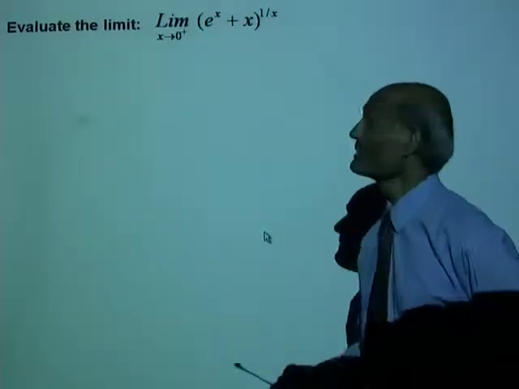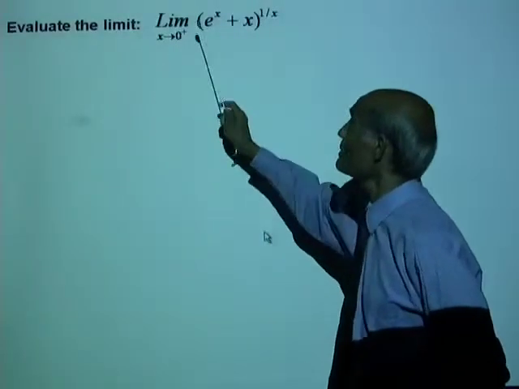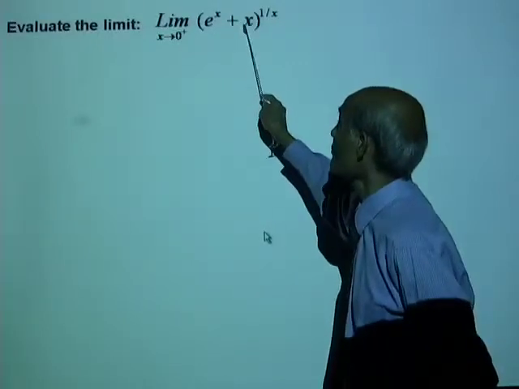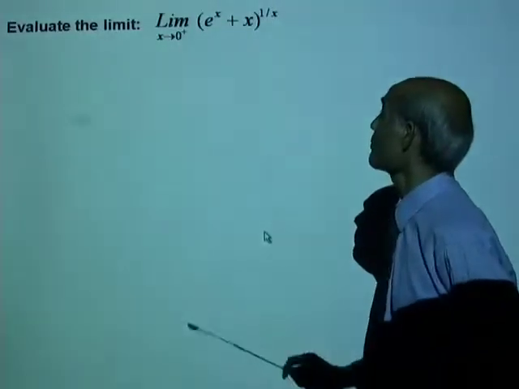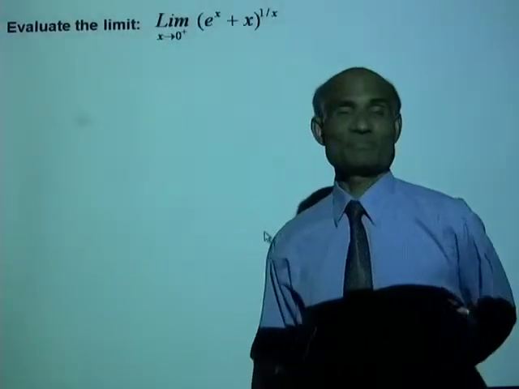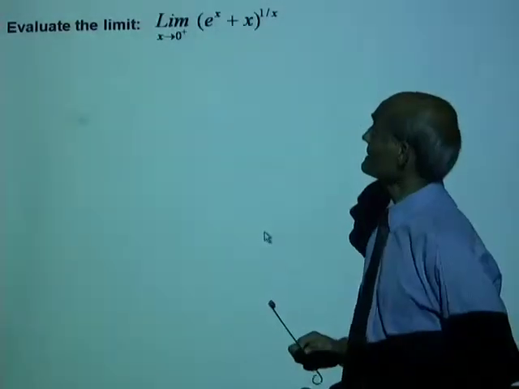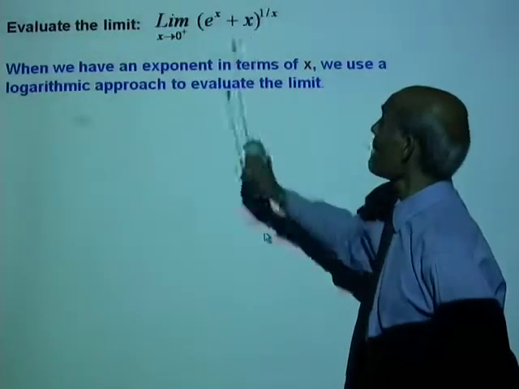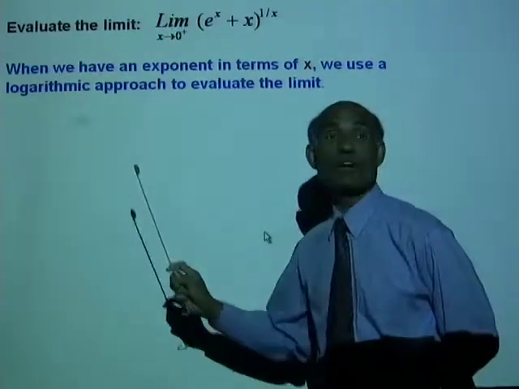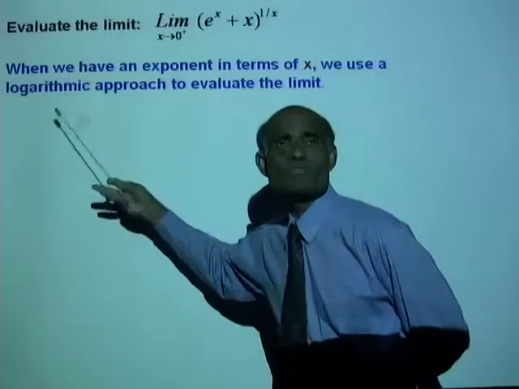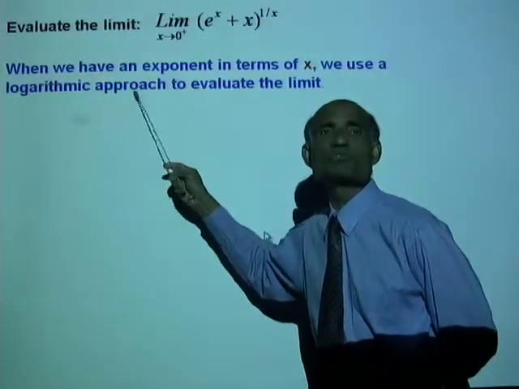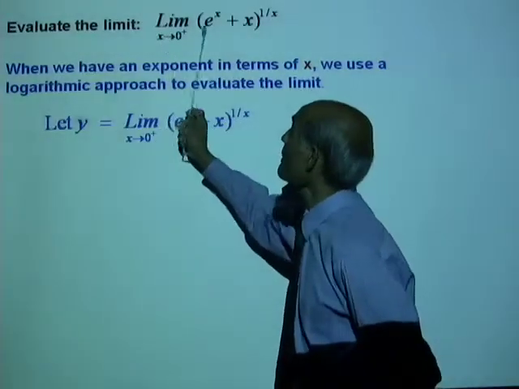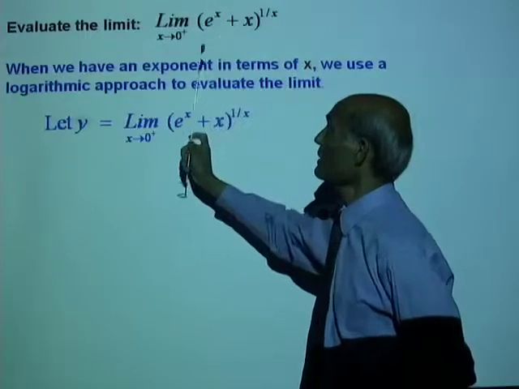Another one. Evaluate the limit. Limit x approaches 0 from the right of e to the power of x plus x, all raised to the power of 1 over x. Well, is that an intermediate form? Well, we have an exponent here, and in order to do the derivative, we actually have to use the logarithmic approach here.